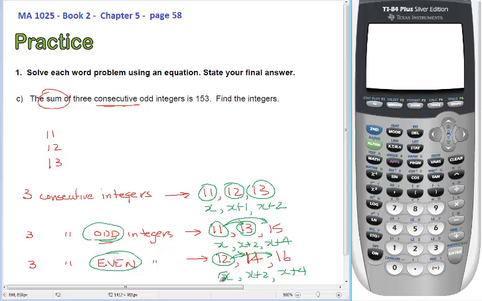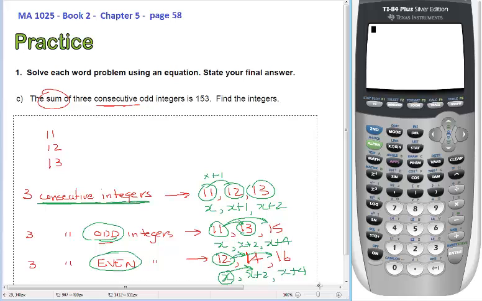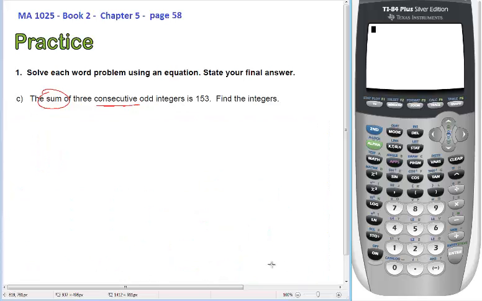So notice it's the same setup for odd and even, isn't it? Because no matter what you start with, you've got to jump 2 to get to the next odd or even number. So odd and even, same setup. Consecutive, just the word consecutive, no odd or even, you only go up by 1, so it's x plus 1 and x plus 1 more, which is x plus 2. Alright, so there's the difference. So let's get rid of all that and set up ours. So there's an explanation on consecutive integers.